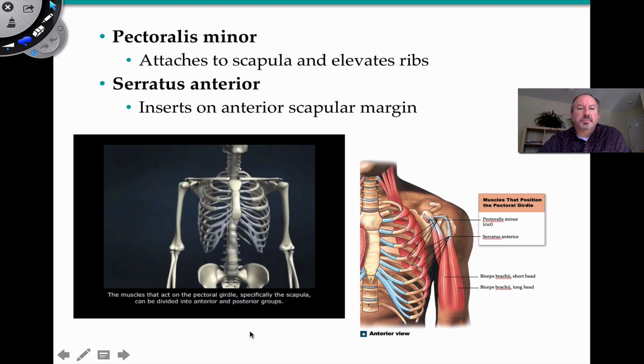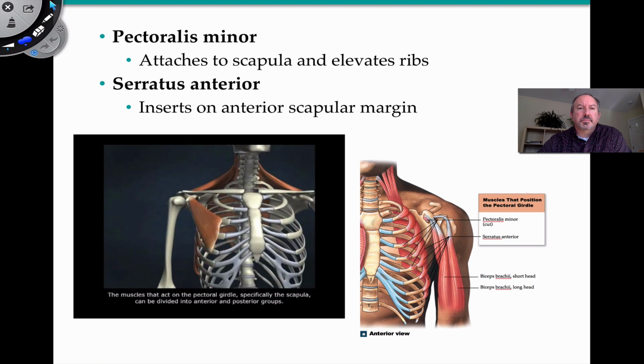The muscles that act on the pectoral girdle, specifically the scapula, can be divided into anterior and posterior groups. Two muscles comprise the anterior group, the pectoralis minor and the serratus anterior. The pectoralis minor muscle originates on the anterior surfaces of ribs 3 to 5 and inserts on the coracoid process of the scapula. The serratus anterior muscle originates from ribs 1 to 8 and inserts on the anterior vertebral border of the scapula.